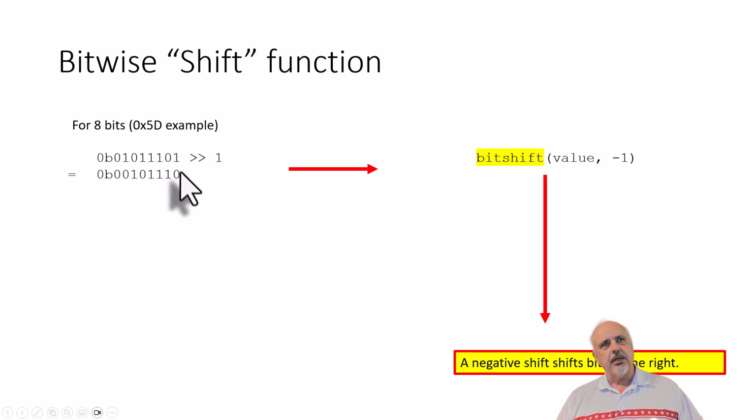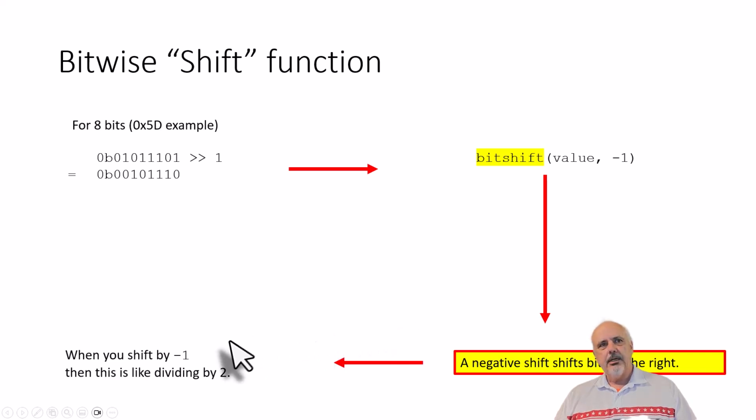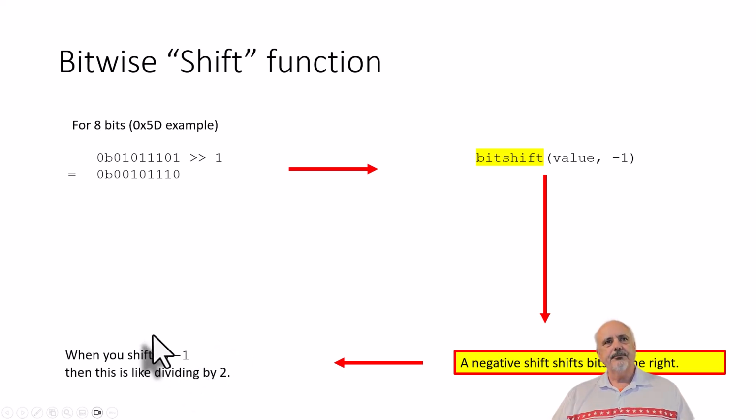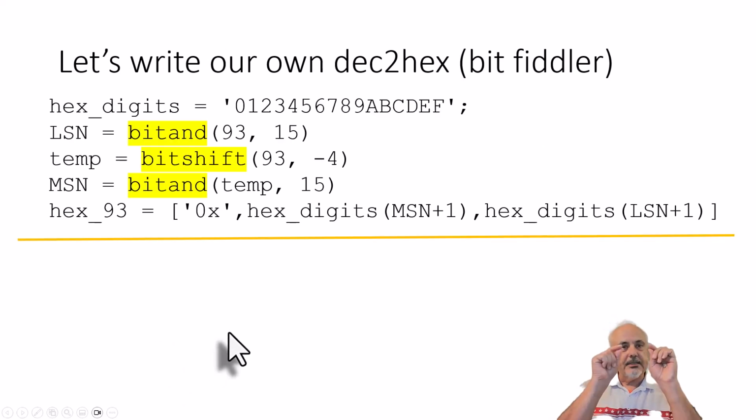That 1 gets lost, it drops off. So that negative 1 means you're shifting it to the right, and the 1 that you had in the 1's place is gone. A negative shift moves bits to the right. When you shift it to the right, it's just like dividing by 2, because you've just reset the 2's place of every number. Okay, now let's take that thought and mature it to handle hexadecimal.